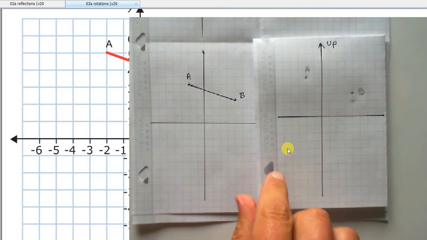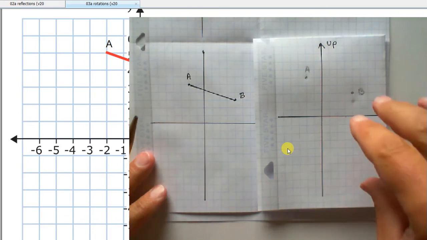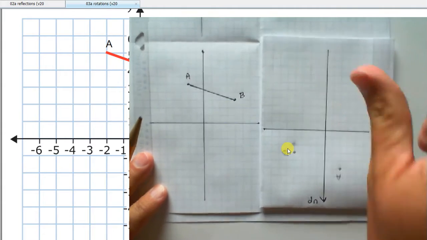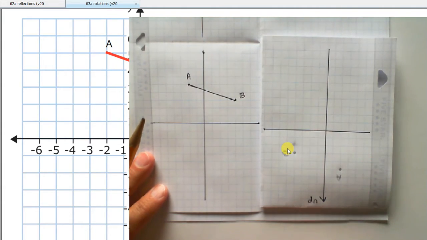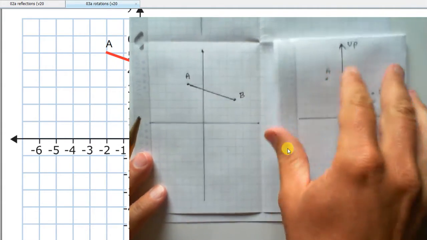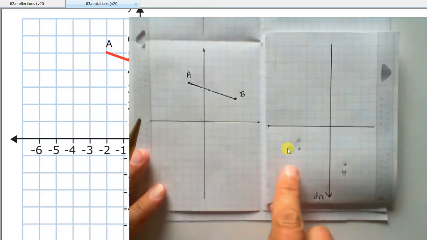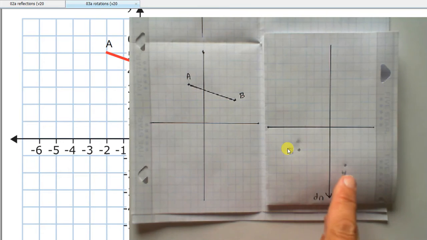Now I'm going to take my little piece of paper. I'm going to rotate it 180 degrees. Doesn't matter which direction. And this is what I end up with. Or if I went the other way, that's what I end up with. So this is what it should look like after the rotation.